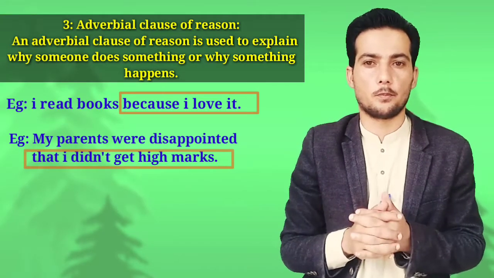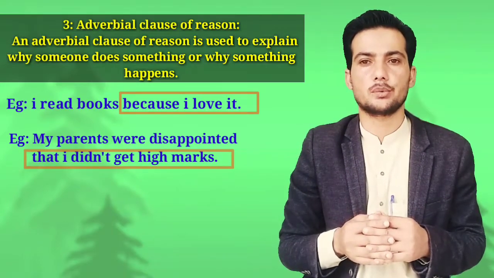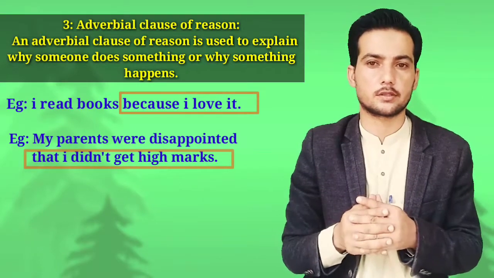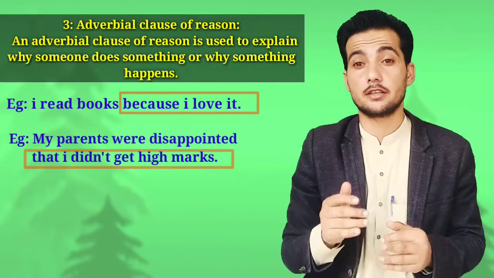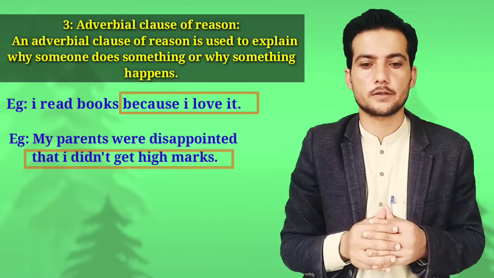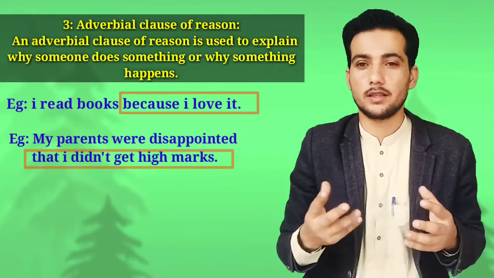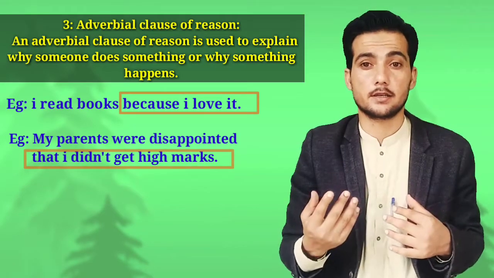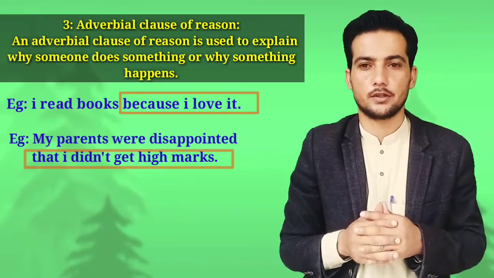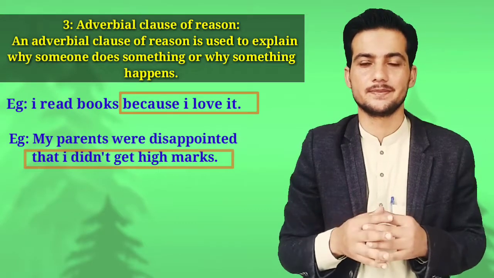This group of words consists of a subordinating conjunction, and along with that it also possesses a subject and a verb, and it gives us the reason why my parents were disappointed. It is the main clause. Why were they disappointed? The reason is that I did not get high marks. So that is why it is an adverbial clause of reason.